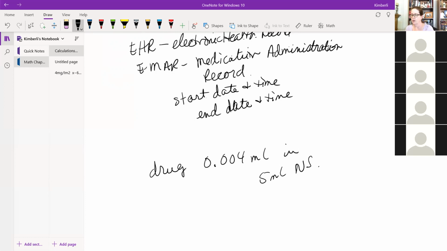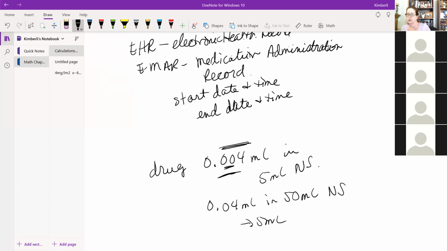So if I'm making an IV, I'm not going to be able to measure that. Two decimal places is the most accurately that I can measure. So what I'm going to do is put 10 times this amount. I would put 0.04 milliliters in 50 mLs of normal saline. Now I'm going to dilute it, and then pull out 5 milliliters and give that to the patient, because I can measure this accurately. I can't measure that accurately. Does that make sense? Yeah. Okay. Yes.